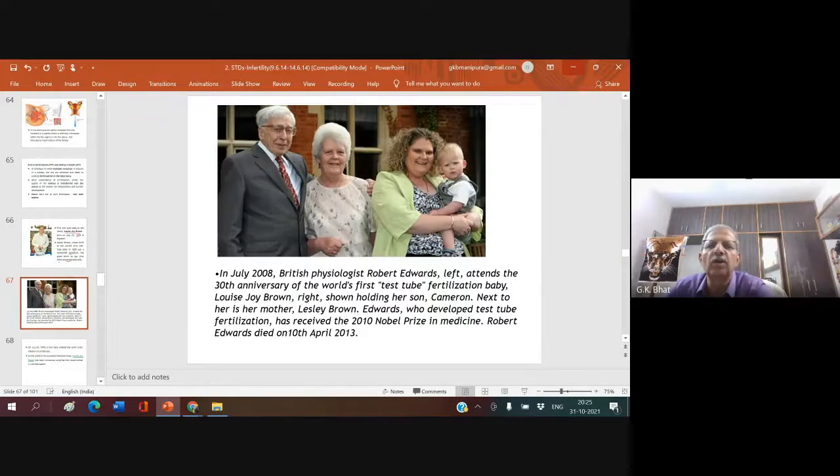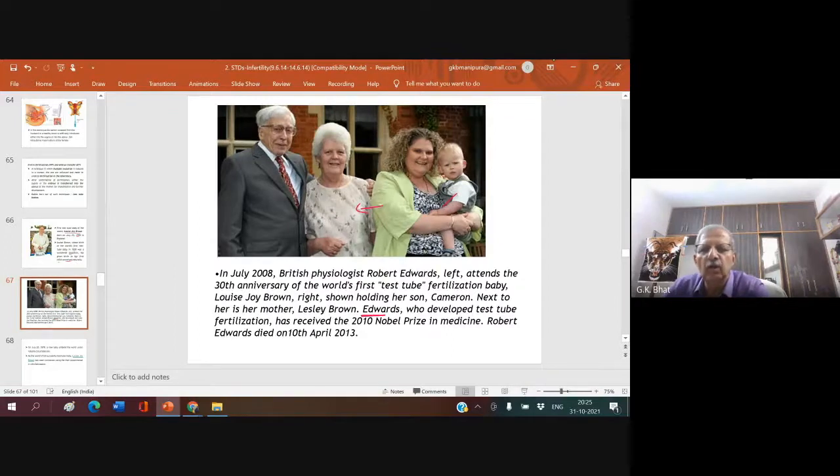This is the first test tube baby, and this is her son, and this is her mother, and this is the doctor who conducted that test tube baby experiment. That is Edwards.